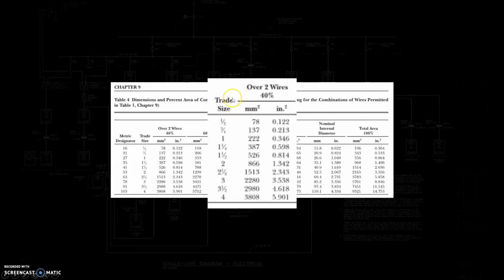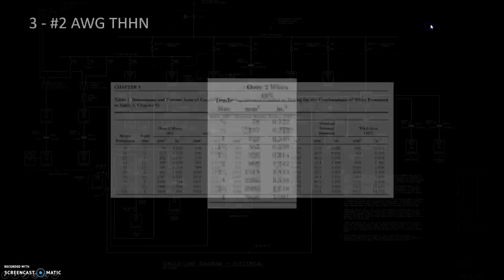Then you're going to see, on the left-hand side, again, we have trade sizes. And then, again, over 40% in inches squared. Okay, so the process is basically going to be: figure out how many square inches each wire is, add them all together, and see how big of a conduit in inches squared you need to fit that many inches squared for your wire. So we'll go through an example here.